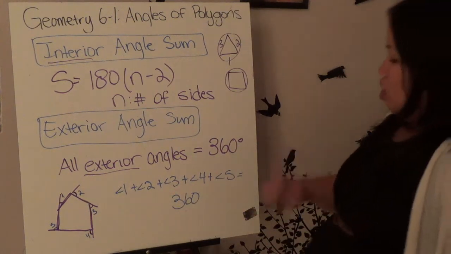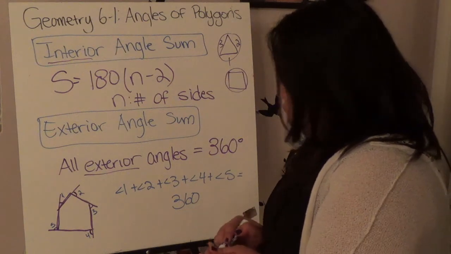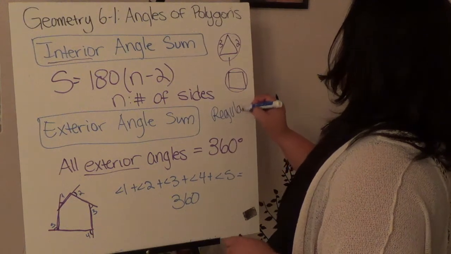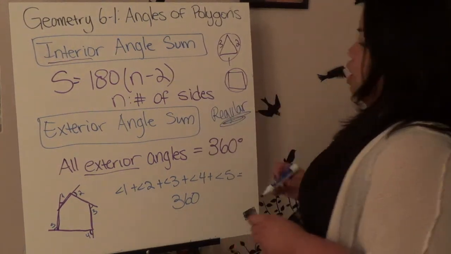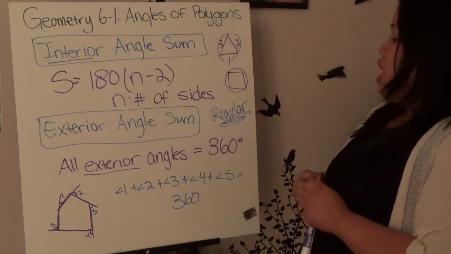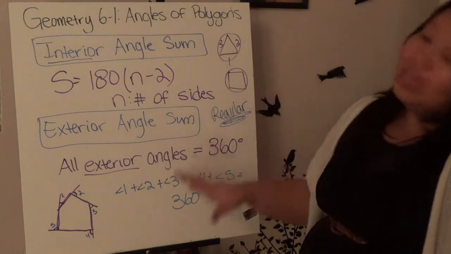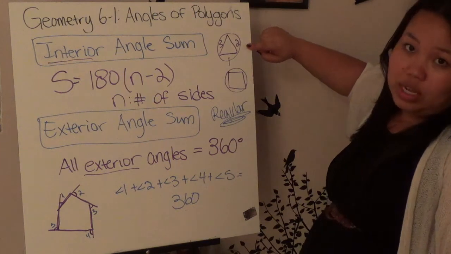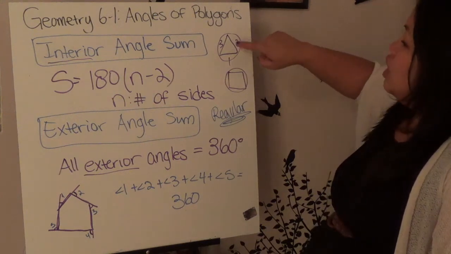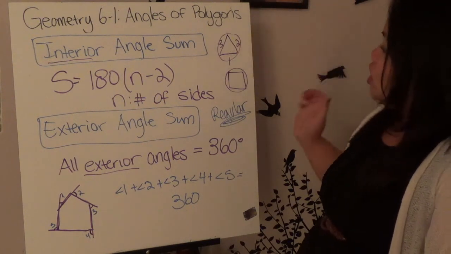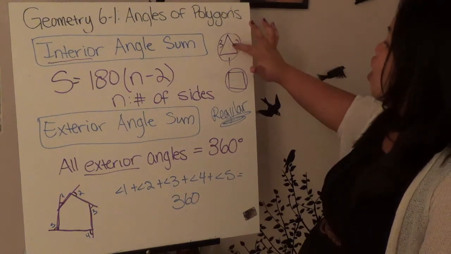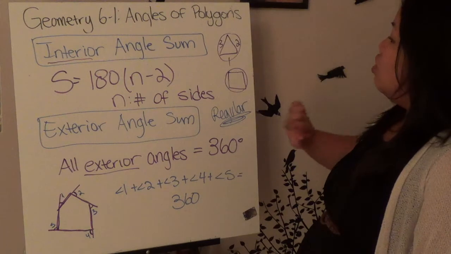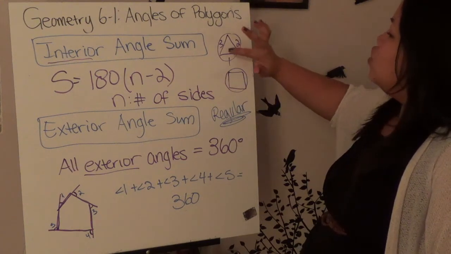Now please remember, when they have the term regular, it basically means that all the angles are the same. So if I told you this was a regular triangle, that means that this was an equilateral triangle. All the sides are the same. So not only can I tell you how much they all add up to, but I can tell you what each one is. Since this has 180 degrees, I divide by 3, and each one is 60.